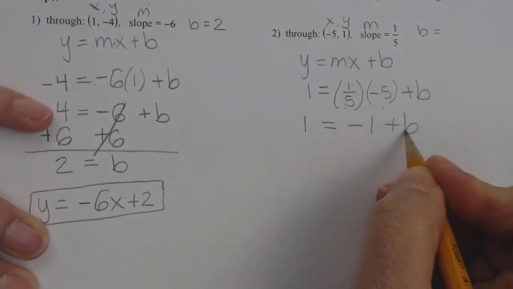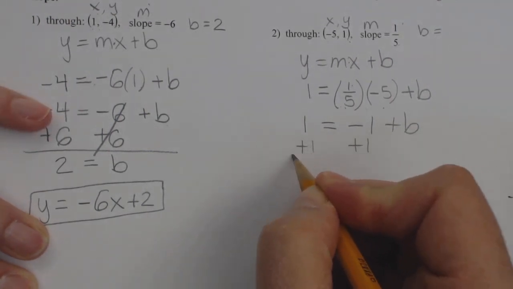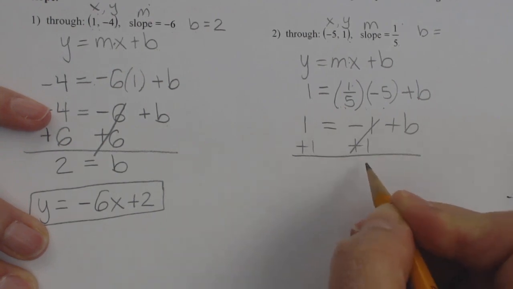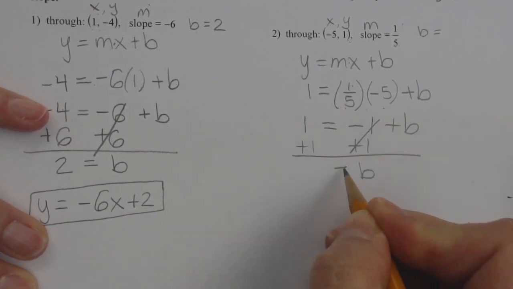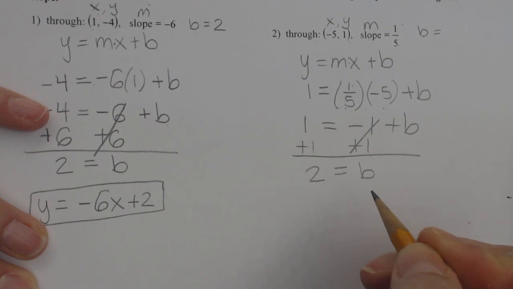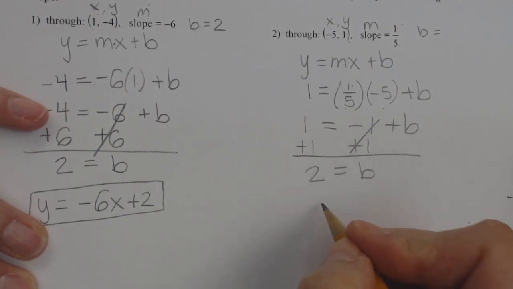Okay. Now we have to solve for b, so let's add this 1 to both sides in order to move it over to the other side of the equal sign. b equals 2. Oh, that's really funny. That's the same one. That doesn't happen very often.